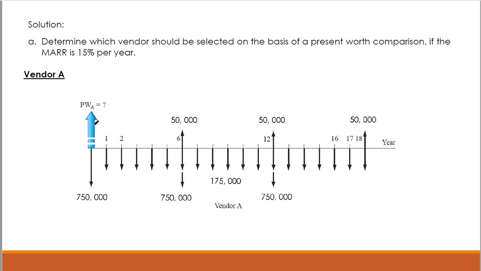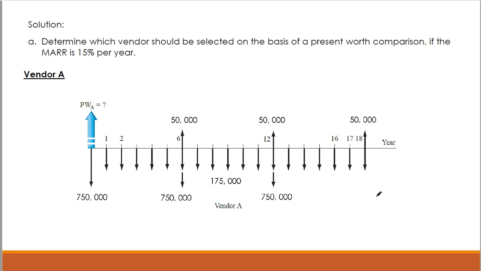So we have an investment of 750,000. Our annual maintenance and operations cost is 175,000. Then we have a salvage value of 50,000 at the end of 6 years. Then after one cycle, we invest again 750,000, with a salvage value again of 50,000 after another 6 years. And then another cycle until the 18th year. So we just repeated this first cycle, second cycle, third cycle, with the same values at the beginning, in between, and at the end of 6 years.